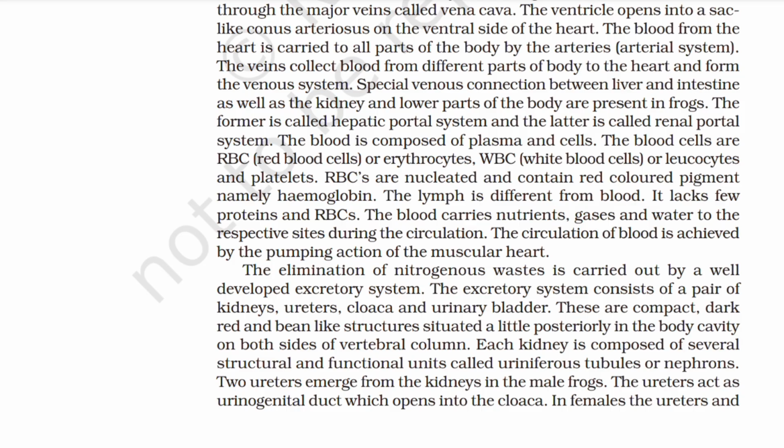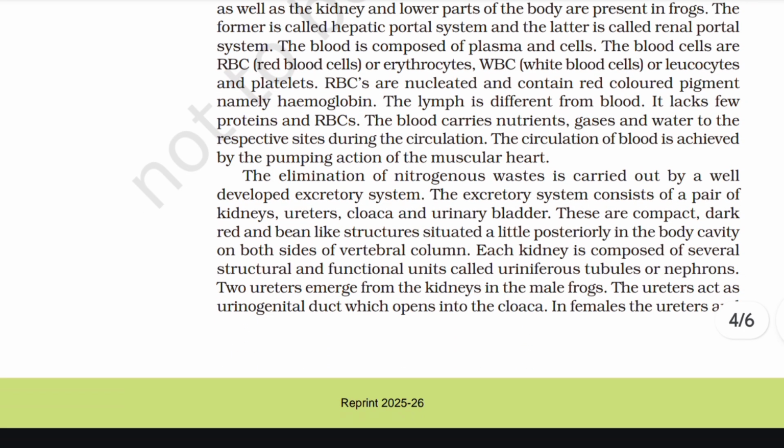The elimination of nitrogenous waste is carried out by a well-developed excretory system. The excretory system consists of a pair of kidneys, ureter, cloaca, and urinary bladder. These are compact, dark red and bean-like structures situated a little posteriorly in the body cavity on both sides of vertebral column. Each kidney is composed of several structural and functional units called uriniferous tubules or nephrons.